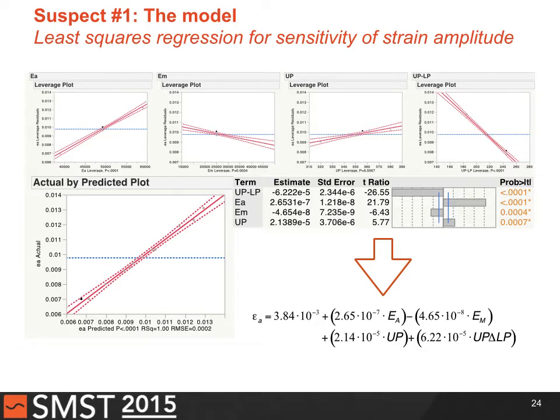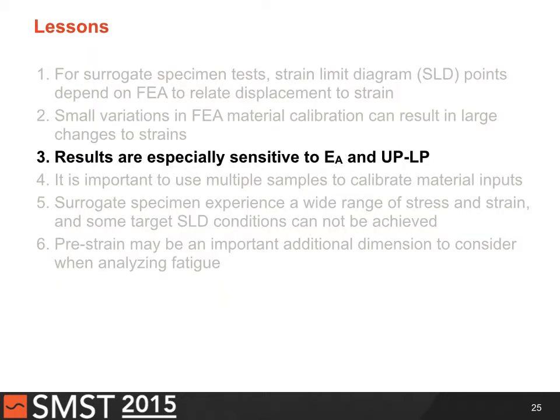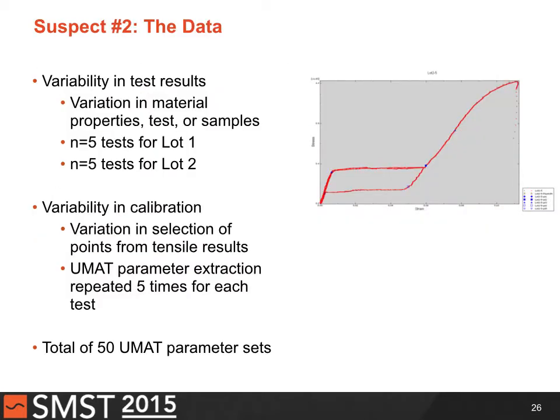We took those results and fit a model to them, just a linear regression, so that we could get an equation that says here's a strain amplitude that we predict on the basis of these input parameters. A little chart here shows that the upper plateau minus lower plateau has the strongest influence, and the elastic modulus for austenite has similarly high impact. So there's your third learning point: results are especially sensitive to the loading modulus and the difference in plateau height. But what does that really mean? We know what these relationships are, but how much should we expect these input parameters to vary in reality, in practice? So we went back.